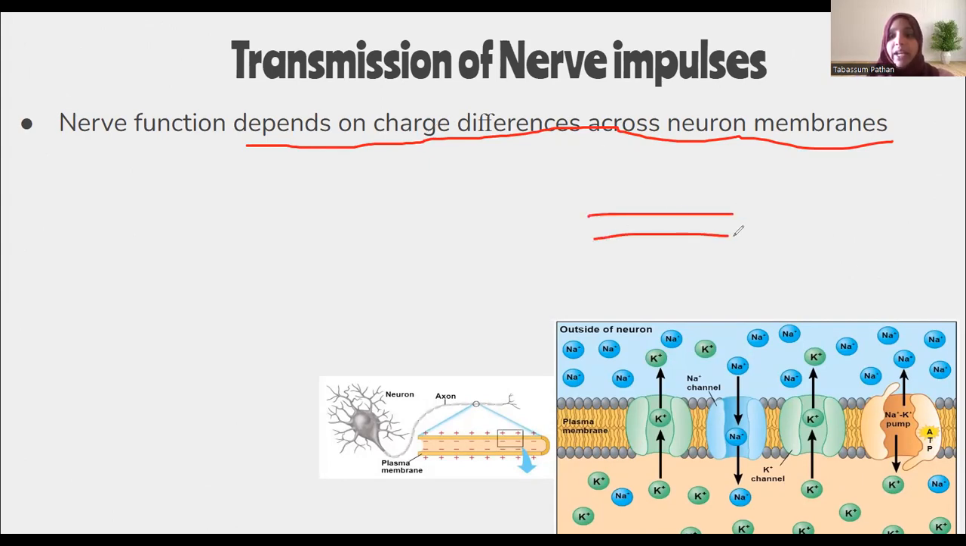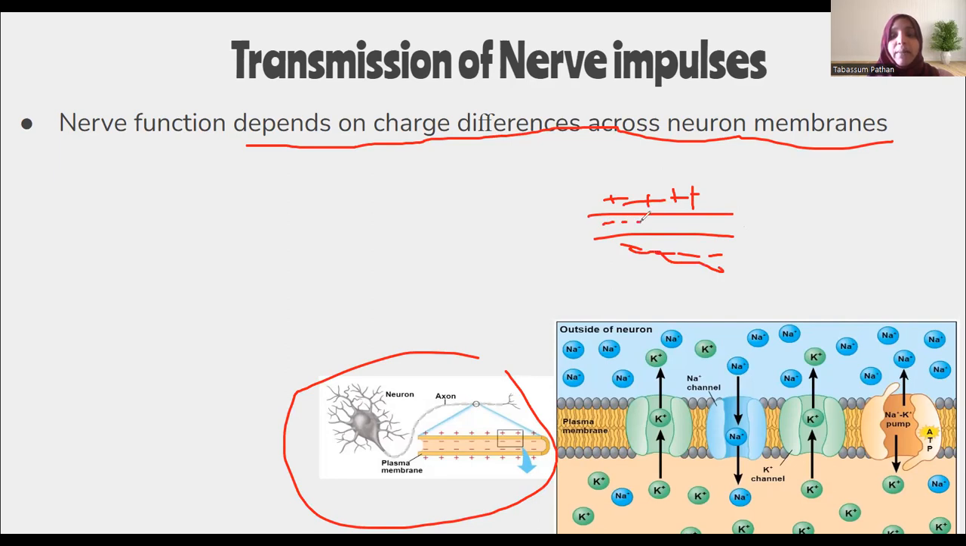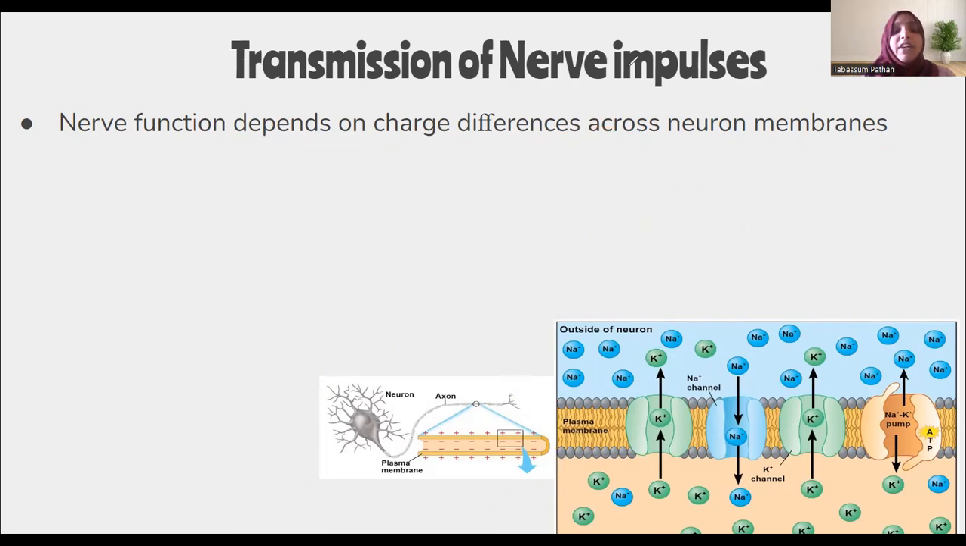So if this is the membrane, what are the charges on the outside of the neuronal membrane and on the inside? As you can see, I have put plus on the outside and negative, more negative, on the inside. Depending upon whether there is more plus outside the neuronal membrane and more minus inside, that will define whether the nerve is carrying information, carrying the electrical impulse. So let's begin our discussion.